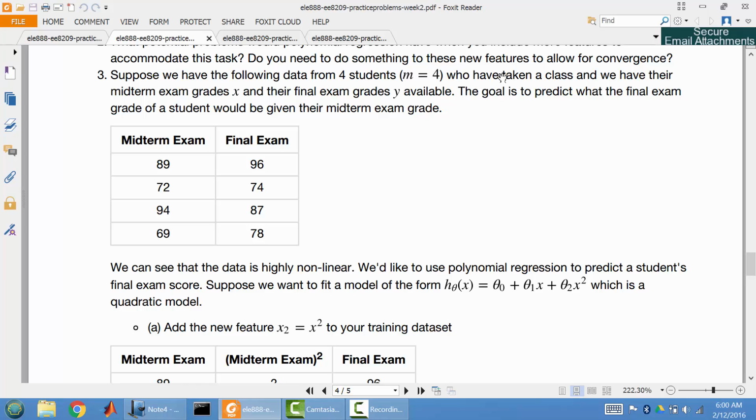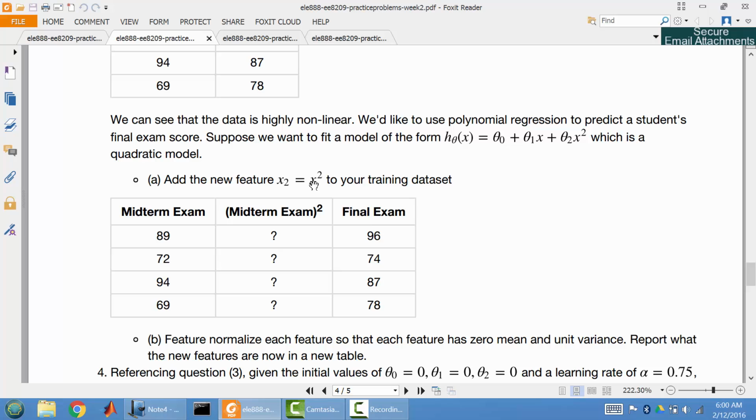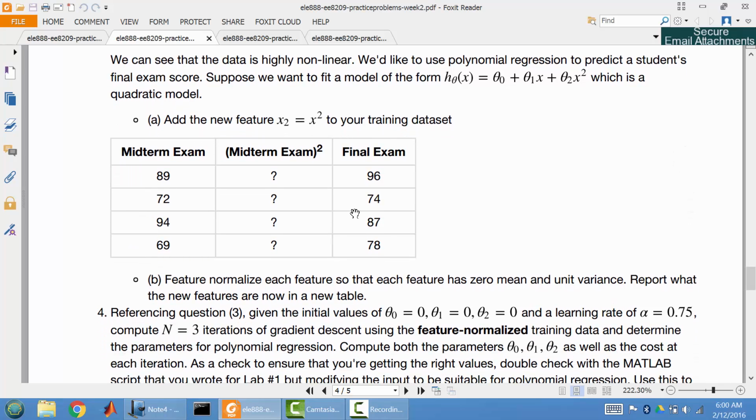The first question asks you to add a new feature x squared and to fill in that table. It's pretty easy. All you have to do is take each of these features and square them. Then you have to feature normalize the table. You take the mean and the standard deviation for each of the features and then feature normalize. Don't do the final exam, obviously. That's the output value that you want.